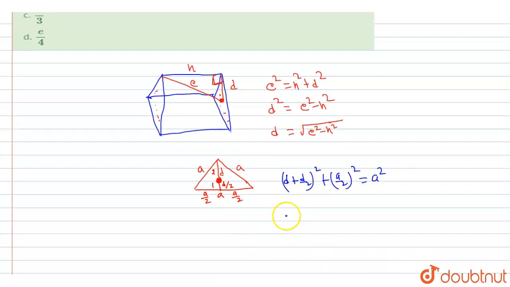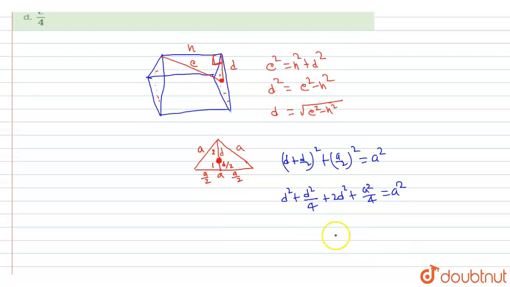So we have to solve this. This is equal to d square plus d square divided by 4 plus 2d square plus a square divided by 4, and that is equal to a square. So we can separate d and a. We can take the LCM.